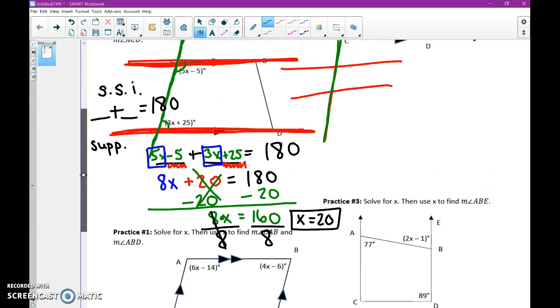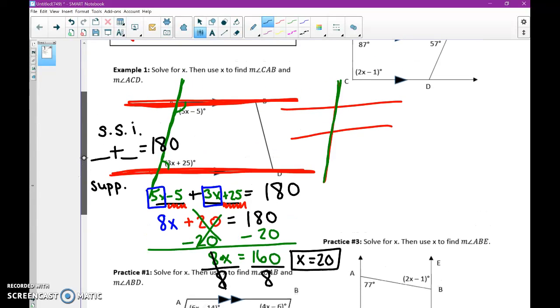Now, some of you might be really excited and like, okay, let's go start the next ones. But let's check and make sure we actually answered the problem. I did solve for x. However, they also ask you to find the measure. That's what that little lowercase m stands for. They want us to find the measure of angle CAB and the measure of angle ACD.